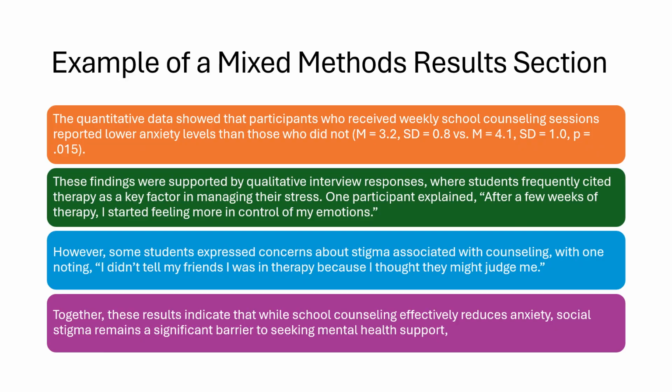This is an example of a mixed methods results section, which starts with quantitative findings, so numerical results and significance levels. It follows with qualitative insights, so themes and direct quotes. It integrates both to provide a complete picture. So if your research involves both statistical and thematic analysis, aim for this kind of structured and balanced presentation.